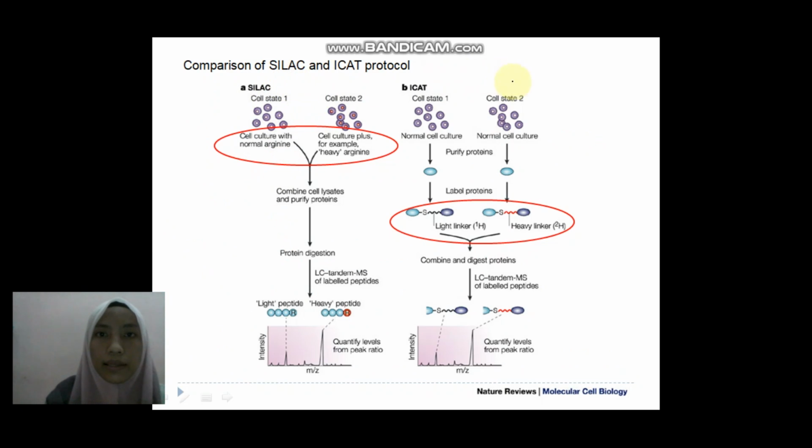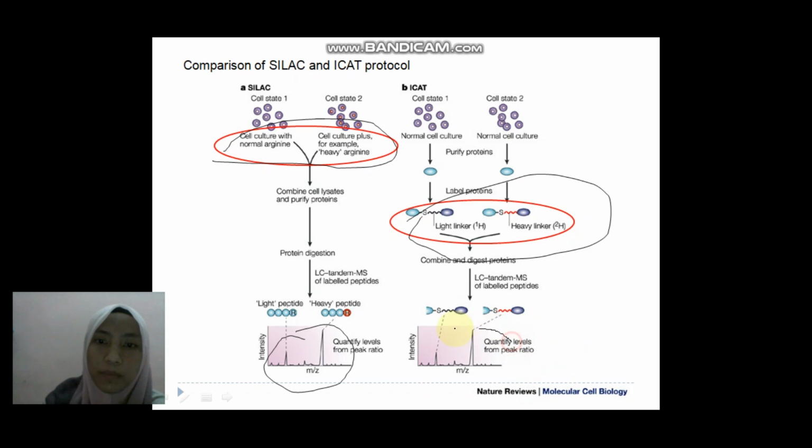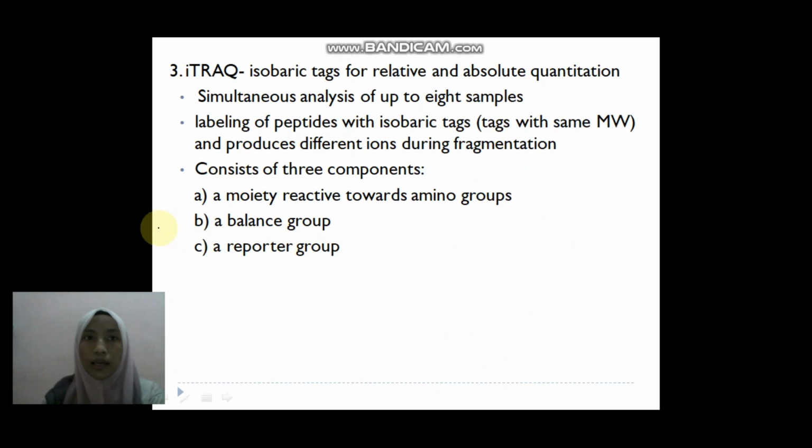So, comparison between SILAC and ICAT. The difference in this one is cell culture with normal arginine. This one is with heavy arginine. And this one you have a light linker and a heavy linker. And in the end, that's from the light. This is from the heavy. Well, the same thing. You can take some time to help you understand this figure right here. But basically, I would say this one is much easier because you're using purified protein, so it is much more specific as compared to SILAC.